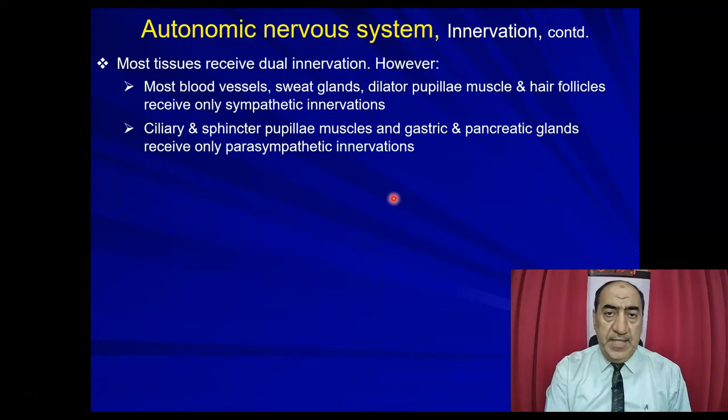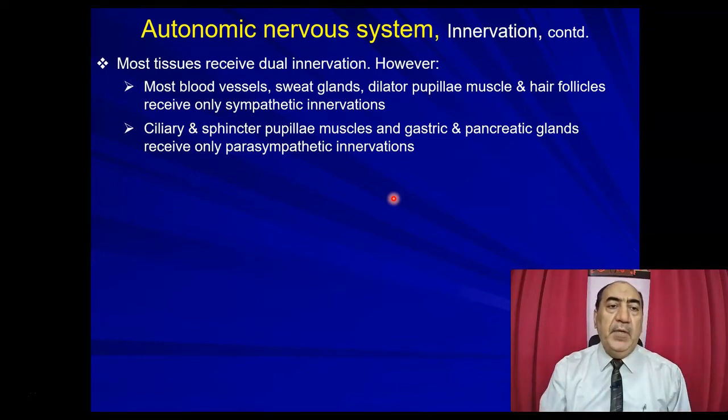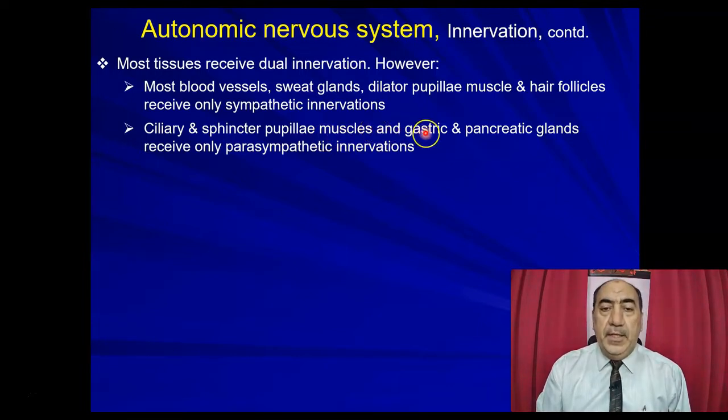Most tissues, as we said, receive dual innervation from both systems, parasympathetic and sympathetic. However, most blood vessels, the sweat glands, dilator pupillae muscle, and hair follicles receive only sympathetic innervation. Whereas ciliary and sphincter pupillae muscle, or constrictor pupillae muscle, and gastric and pancreatic glands receive only parasympathetic innervation.